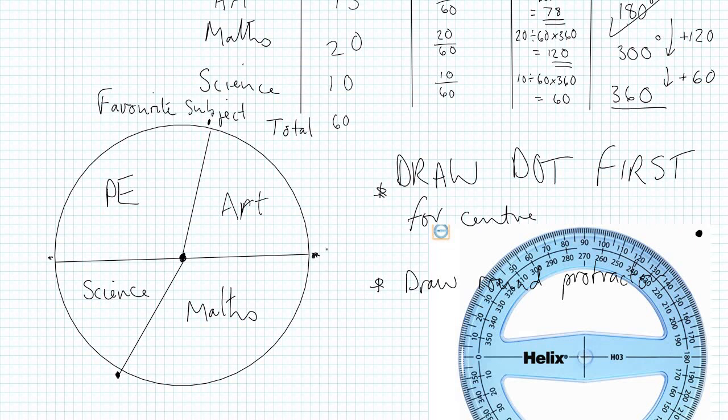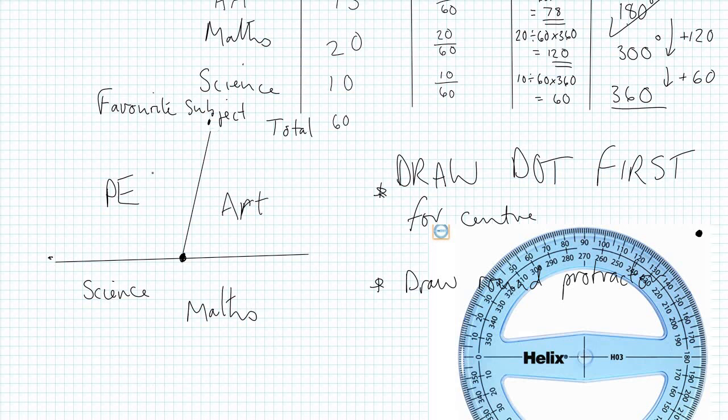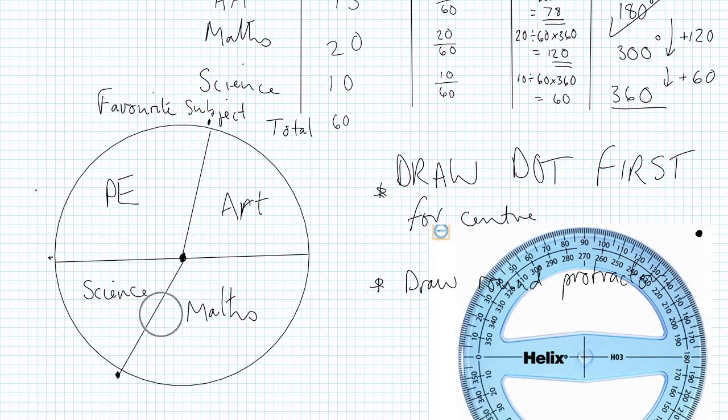You can be really super neat and rub out these marks, but watch out on the computer. I'm not even going to bother with that one because it's going to rub out all sorts. But that is how to draw a pie chart.